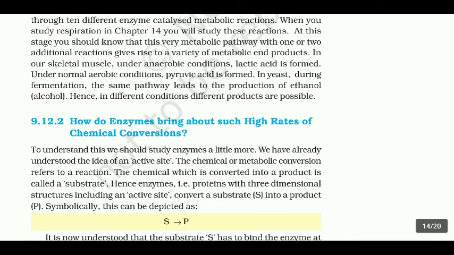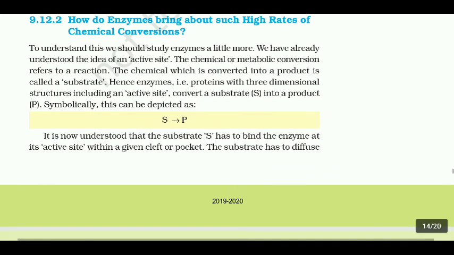9.12.2 How do enzymes bring about such high rates of chemical conversions? Do you understand this? We should study enzymes a little more. We have already understood the idea of an active site. The chemical or metabolic conversion refers to a reaction. The chemical which is converted into a product is called the substrate. Hence, enzymes, that is proteins with three-dimensional structures including an active site, convert a substrate S into a product P. This can be depicted as S to P.